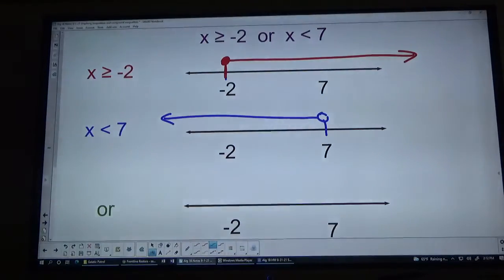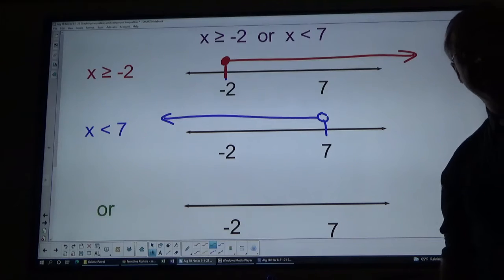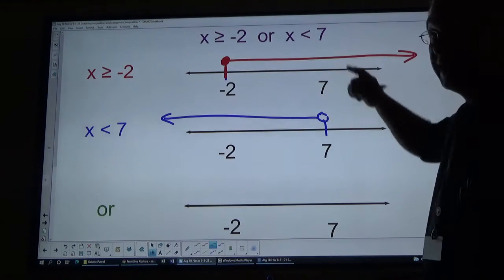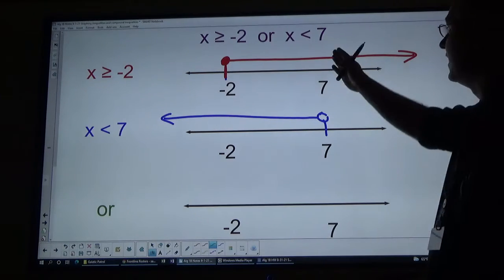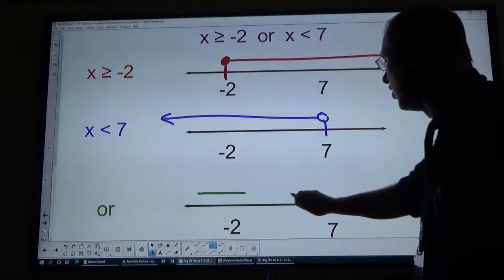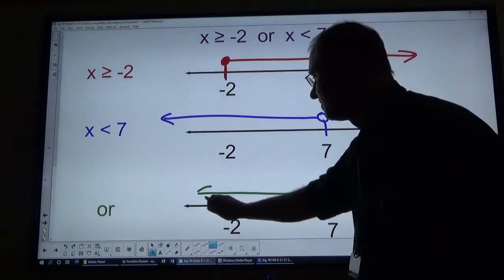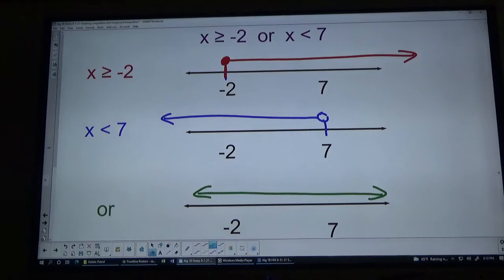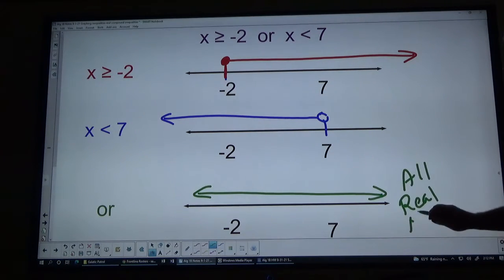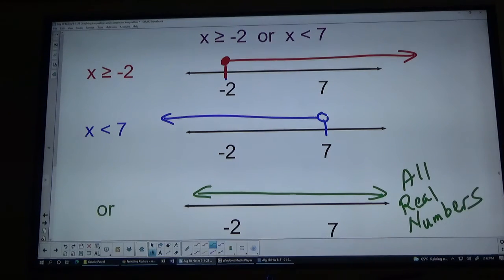Between -2 and 7 is in at least one of the graphs. Yes. 7 is in this graph, but it's not this one. So it only has to be in one to be in the answer. Yes. Above 7, yes, it's in one of the graphs. So truly, all of this is in the graph. And another way of saying that, this is the correct way to graph it, all real numbers. That is the answer.